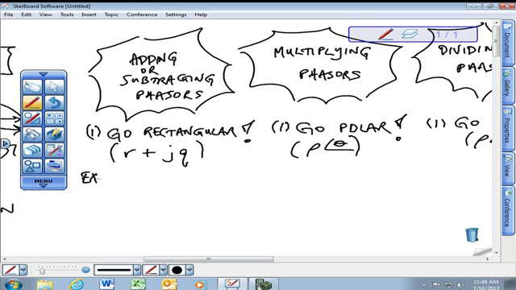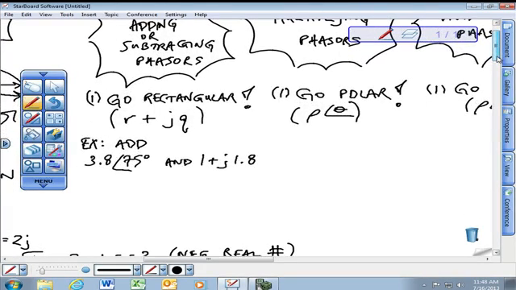Example, I'll just do that. Example. All right, we're going to add 3.8 angle 75 degrees and 1 plus J 1.8. All right, so that's going to be our example, adding and subtracting phasors.